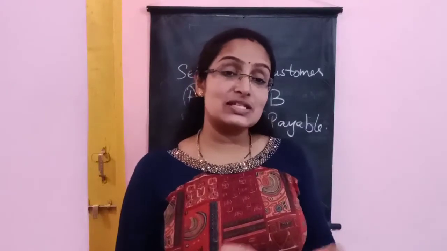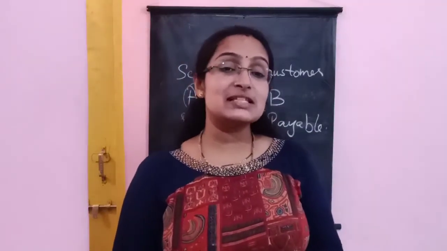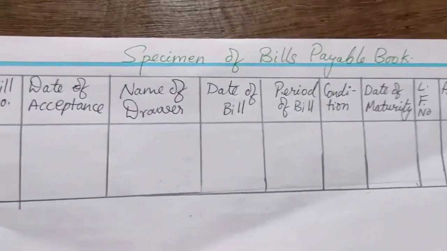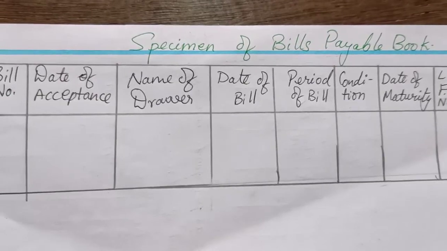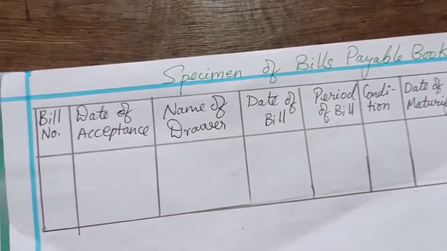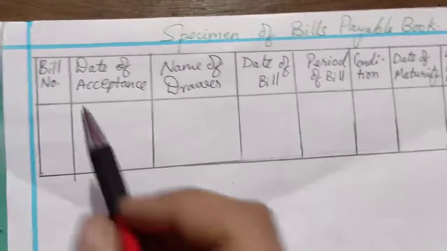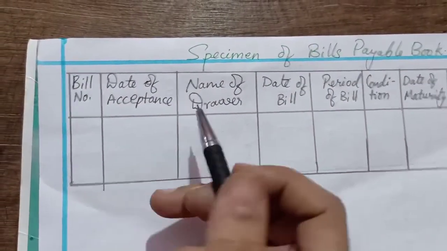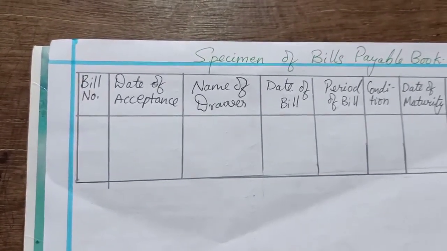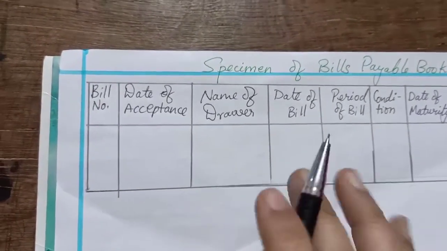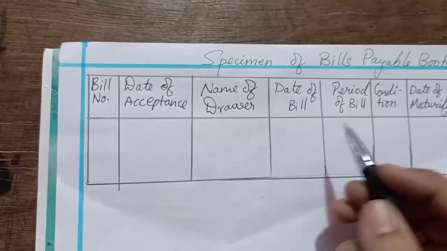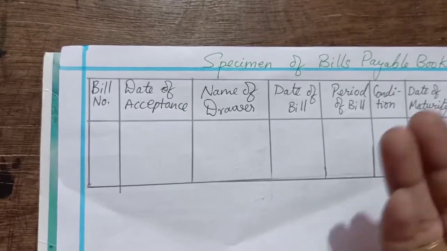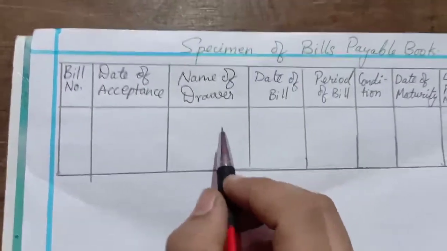Now let's also see the specimen of the bills payable book. Here is the specimen of the bills payable book. Again, the name of the firm has to be mentioned before. In the first column, again the bill's number has to be recorded, then the date of acceptance, when the bill was accepted to have been paid through this method of bills. Then who is the drawer, who has drawn the bill on us, that is, to whom we have to pay, that person's name should be written over here.